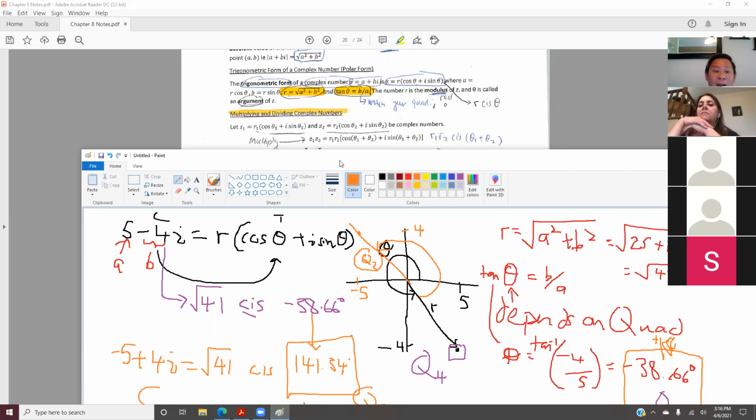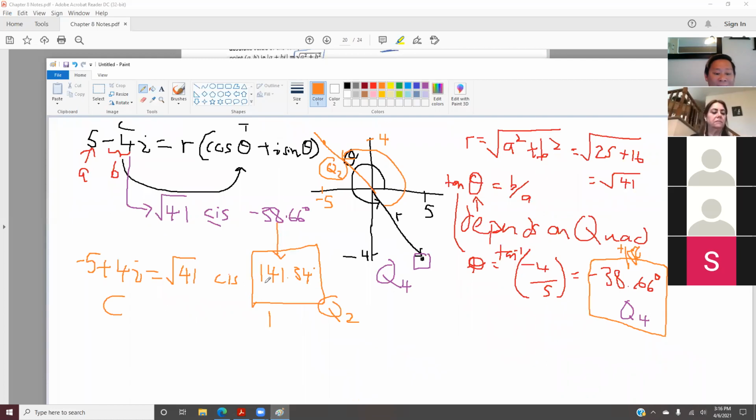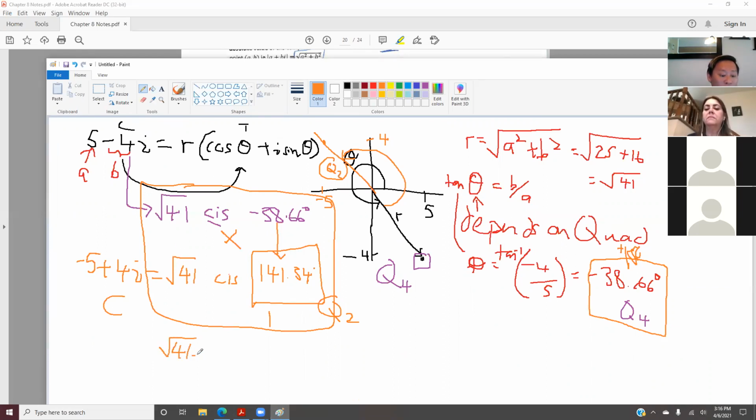When you multiply, you need two numbers, right? So if I want you to multiply square root of 41 CIS 141.34 with square root of 41 CIS, I want you to multiply these two trigonometric forms. What you do here is you just multiply the moduli. So root 41 times root 41.